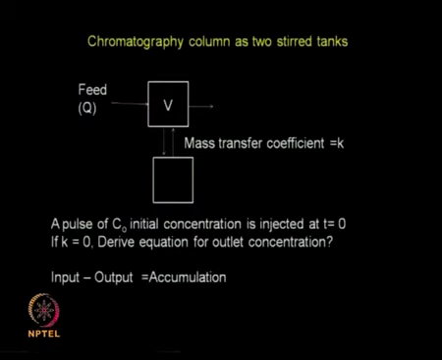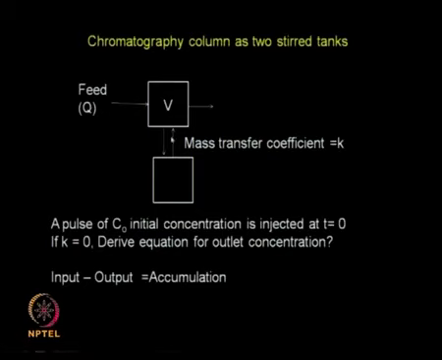Now let us look at another approach where you model the chromatographic column like two stirred tanks. You have a stirred tank of volume V and there is another tank, but the feed is entering the first tank and the product is going out from the first tank only. There is a flow of solute in and out between the first and the second tank, they are connected like this. The feed is entering only the first tank and the product is going out only from the first tank, and the volumetric flow rate of the feed is Q.